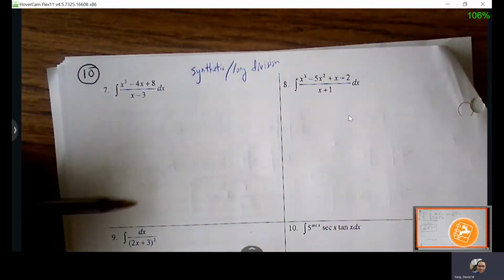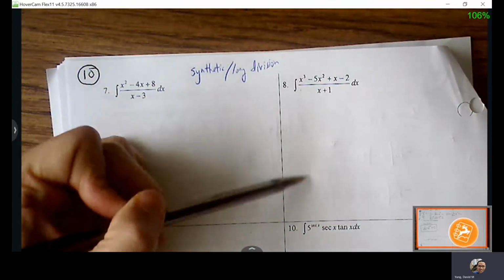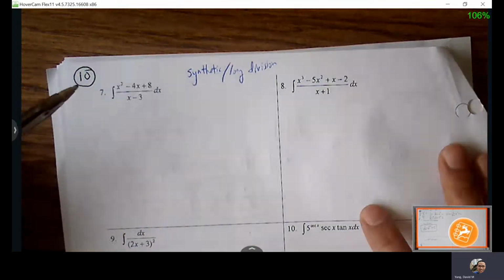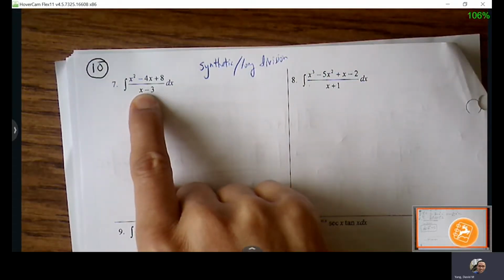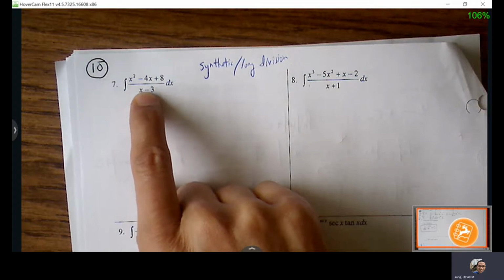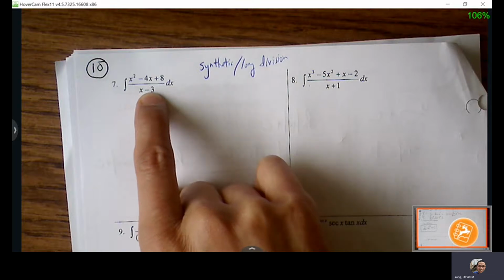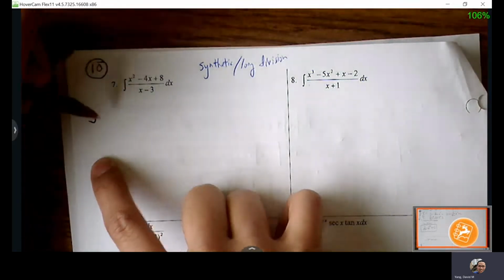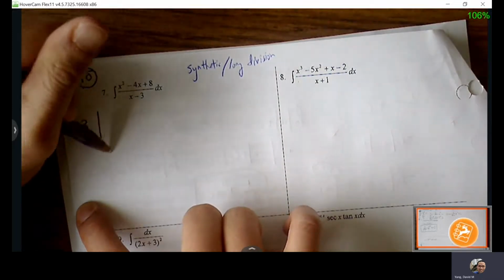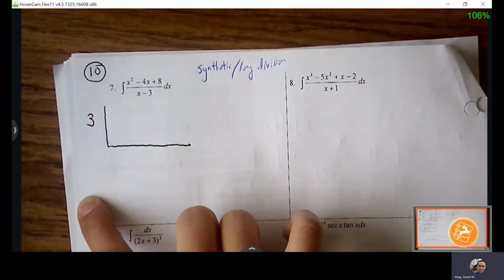We'll work through this problem and then have you guys try number 8 on your own to see if you can replicate that process. Okay, so the first thing we do is we need to find that outer factor. The way you find that outer factor, you set x minus 3 equal to 0 and solve for x. It's basically just the opposite sign, so it's just going to be 3. Put that outside a half rectangle.